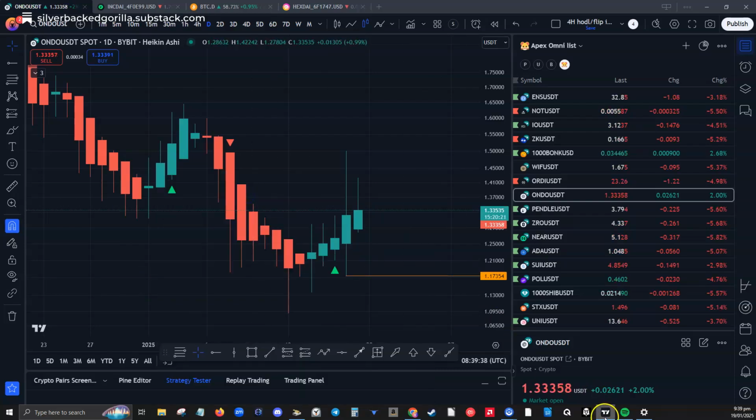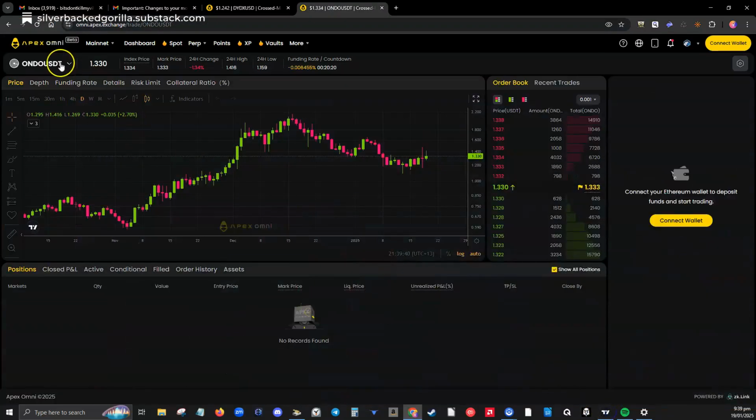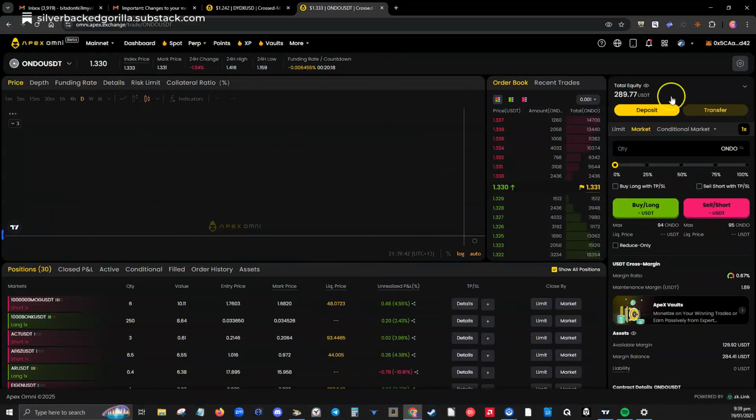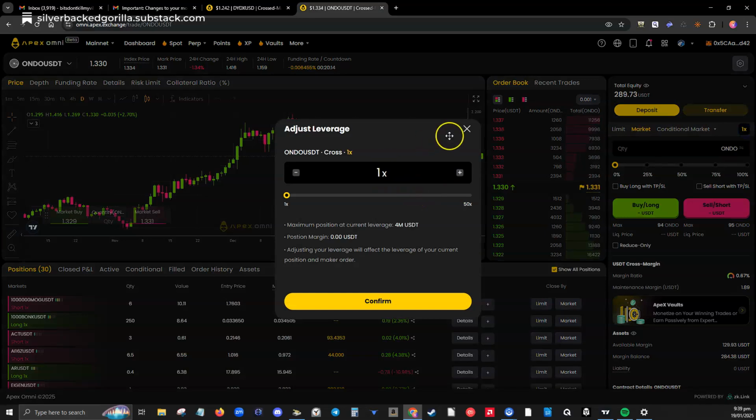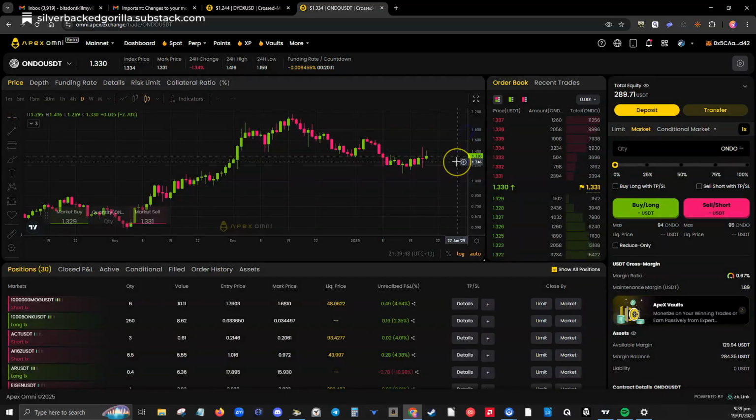$1.17 is the stop loss. I'm going to just copy that. Bring that over to Ondo. We're going to come over to here. Make sure every single time you're on 1x leverage, it'll default back to 15 or 20 or 25% leverage sometimes. You've got to check it every time.